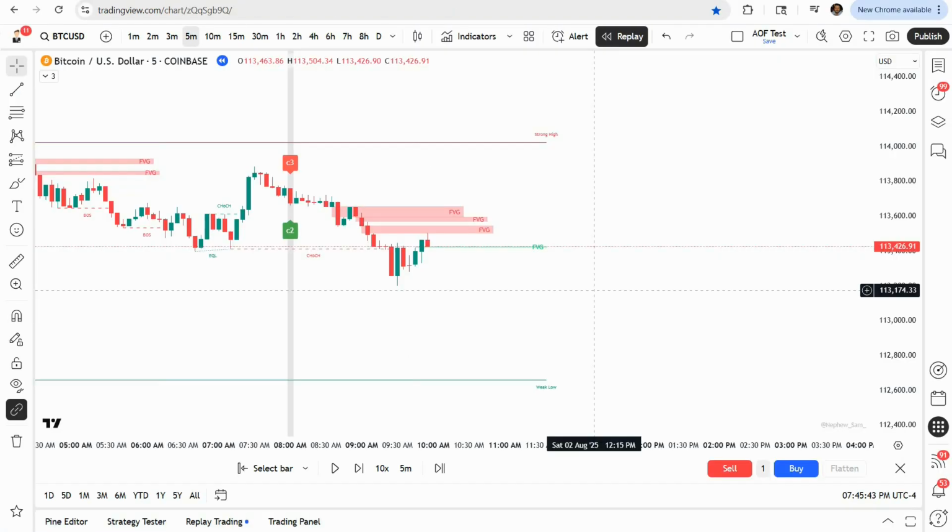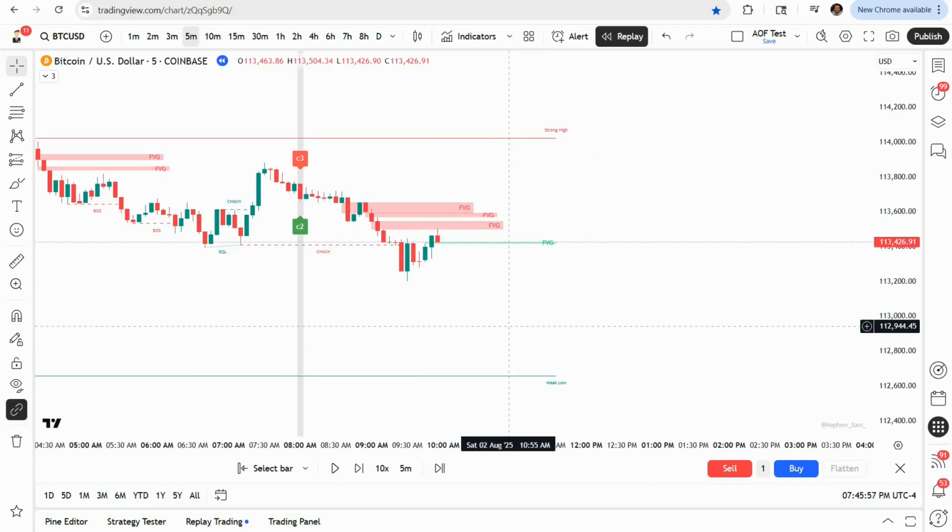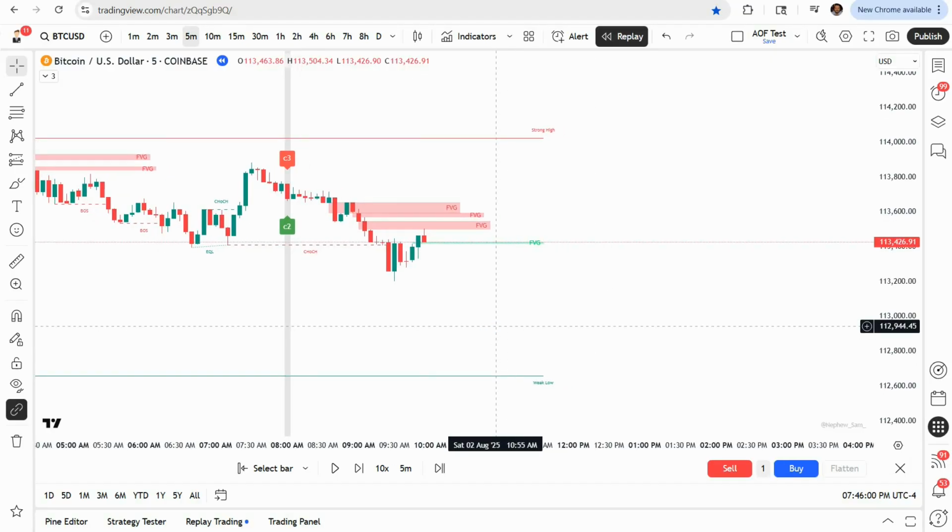Alright, as I said, today we will be testing a smart money trading strategy. Now this strategy is going to be just a little bit more on the advanced side, so just keep that in mind, but still not too difficult, all things considered. And so let's go ahead and just jump right into the strategy.